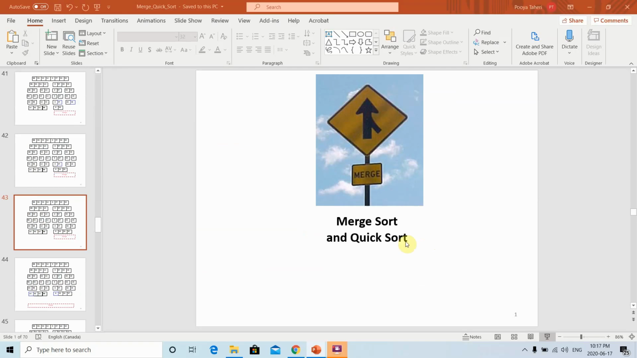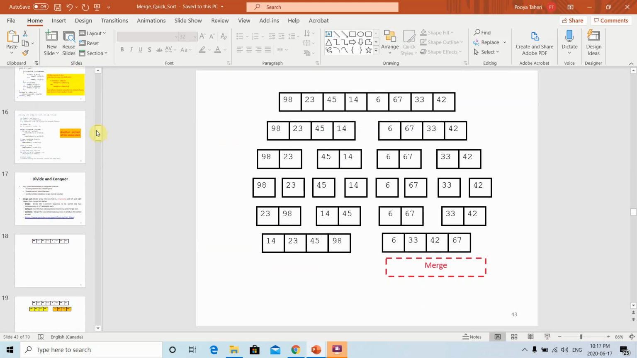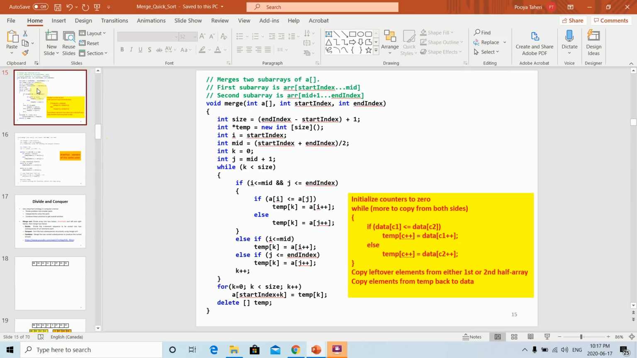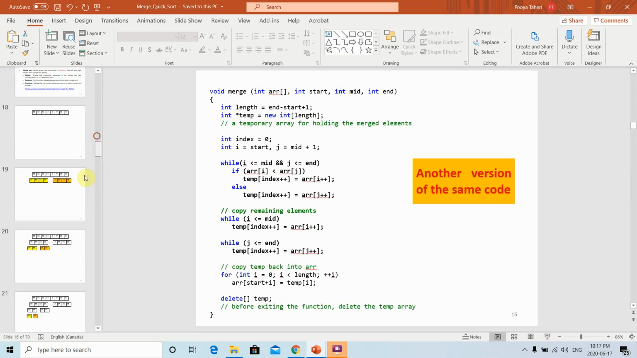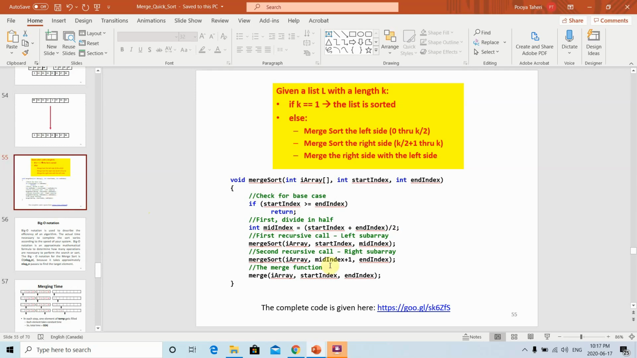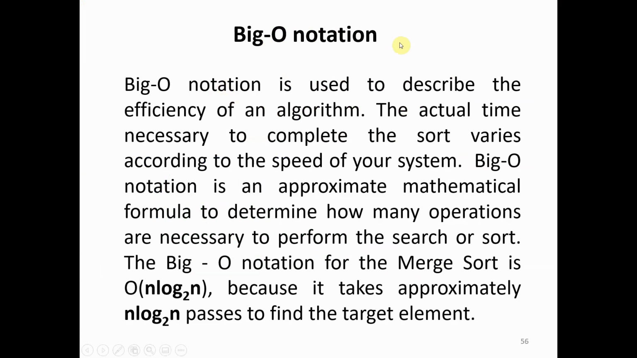Let me go back here. The merge function that we saw here, or this version, doesn't matter which one you use. And the sorting function that is here. This one is recursive. The first one wasn't recursive.